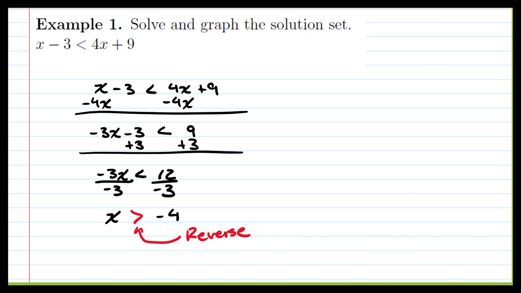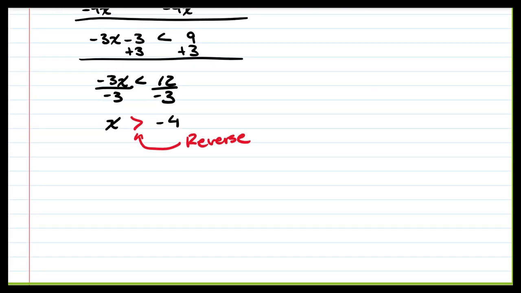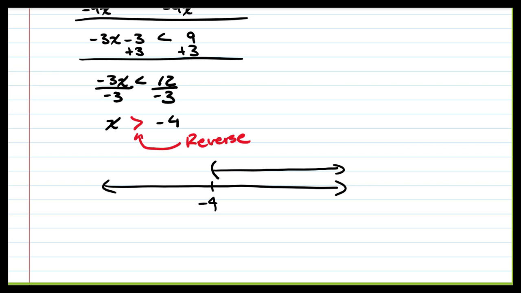So now we wish to graph this. So we have x is greater than negative 4. So on our number line, we'll just go ahead and mark our important number, which is negative 4. And since we have a greater than symbol, and not a greater than or equal, we're going to put a rounded parenthesis, and recall that this means not included.